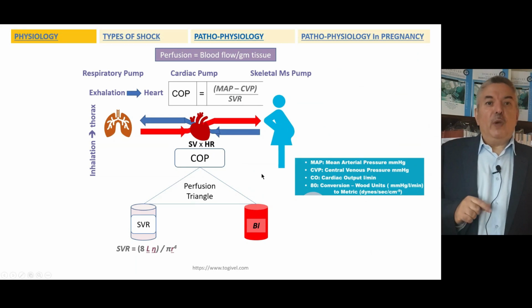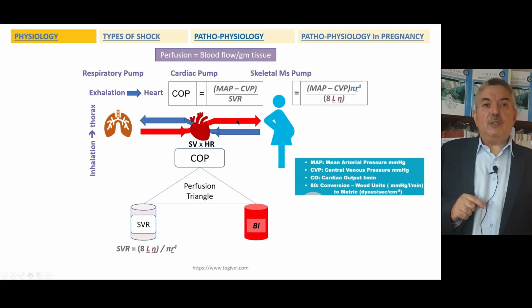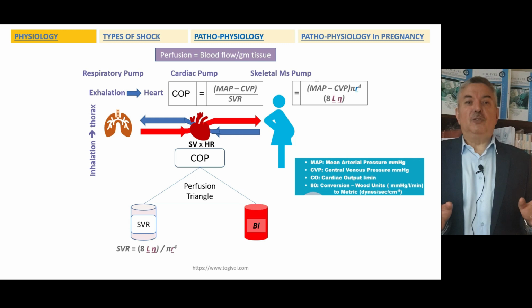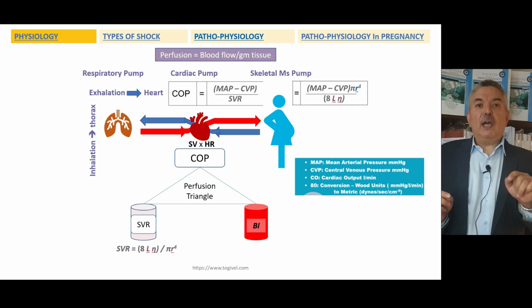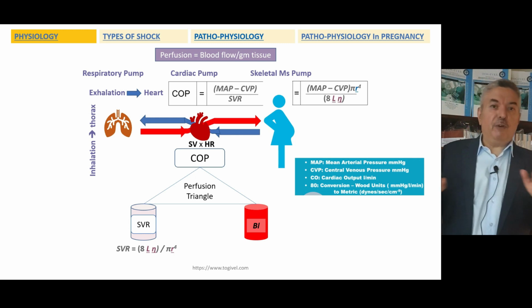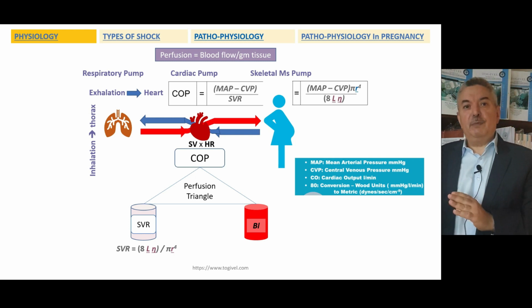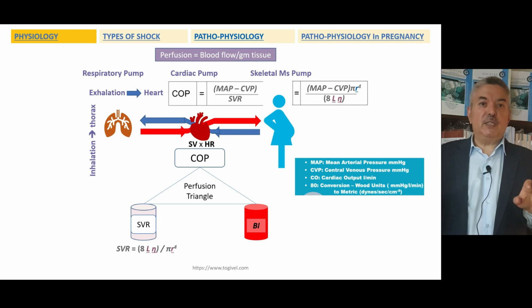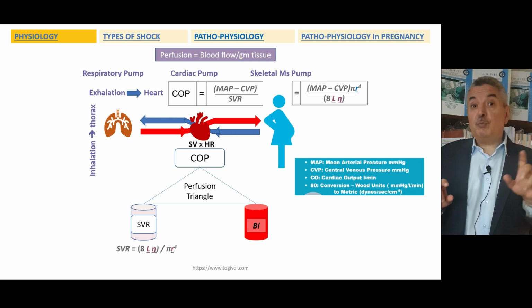So going back to the equation, what if we substitute systemic vascular resistance with the equation down here? Then we have the cardiac output is equal to the difference in pressure between the mean arterial pressure and the central venous pressure in the right atrium times pi radius to the power 4 divided by 8 times length times viscosity.